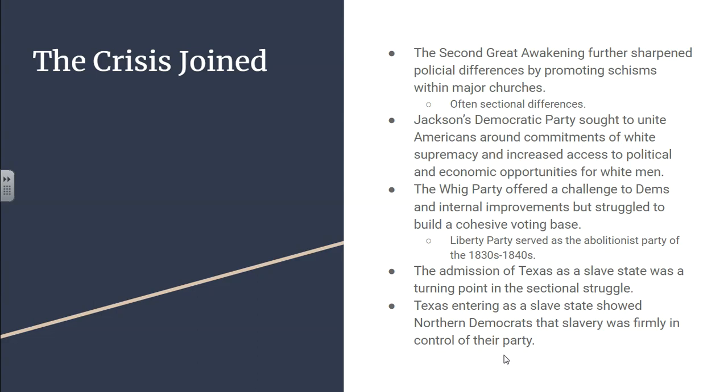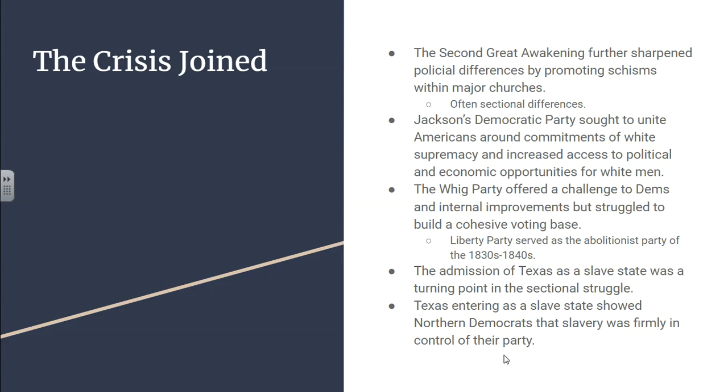We referenced this in the previous chapter, on how oftentimes Southern religious leaders would use biblical references to defend slavery. And so you began to see the sectionalism of the country not just being a political sectionalism, but also religious in nature as well.